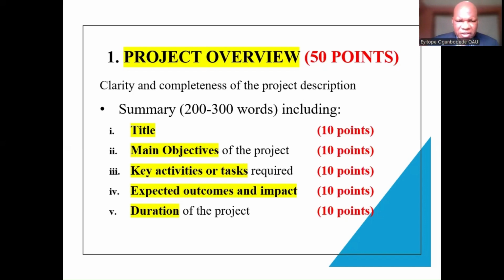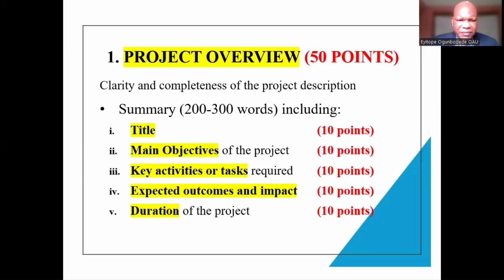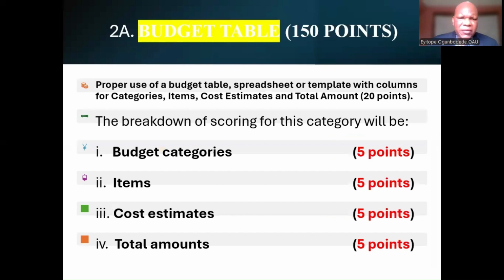The key activities or tasks required, that will also be 10 points. And then we expect that they will also include the outcomes and impact, which will also be 10 points. And then the duration of the project will be 10 points. And then step 2A now.